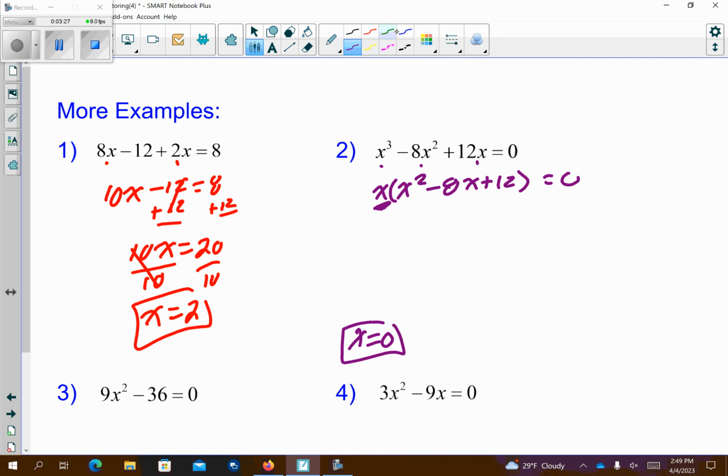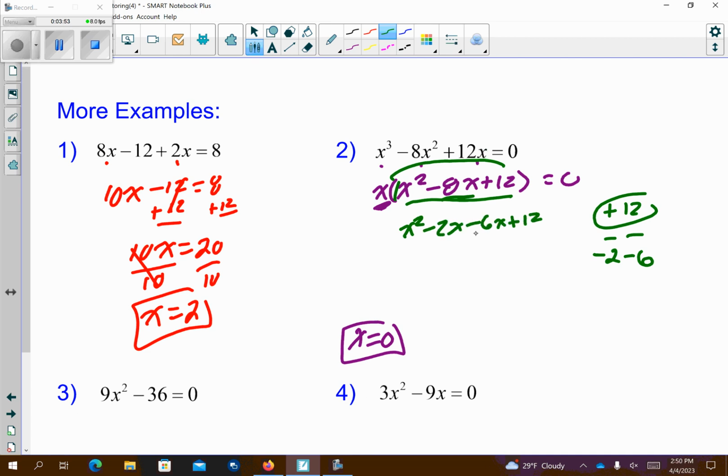So this one has three answers so far. I have one of them I know. Then I have to factor this. So I'll put a 1 out front. 1 times 12 is positive 12. Because I have a negative there, both signs have to be negative. And so the factors of 12 that would multiply to give me 12 and add to give me negative 8 would be negative 2 and negative 6. So I'm going to replace 8x with negative 2x minus 6x plus 12.